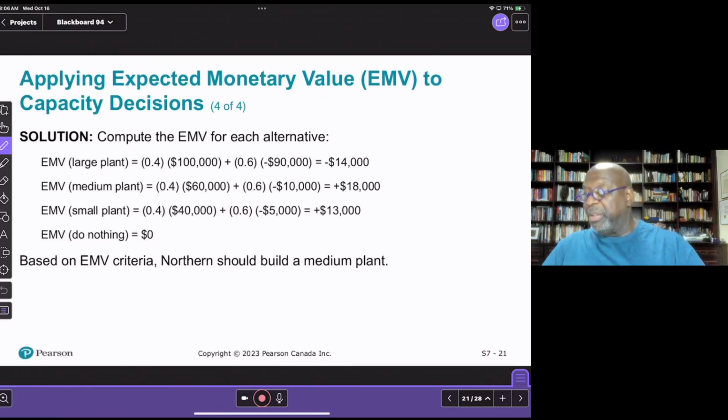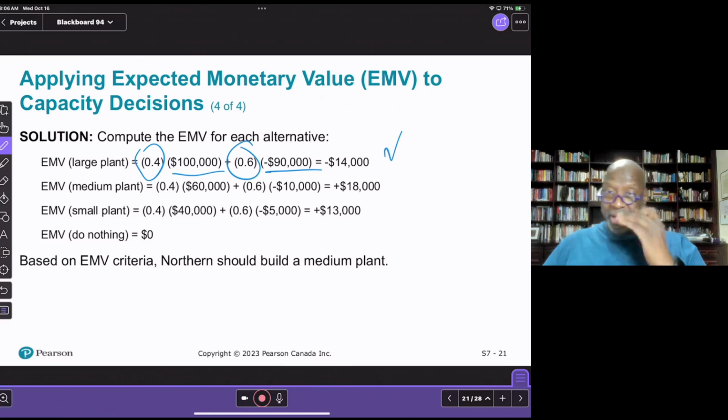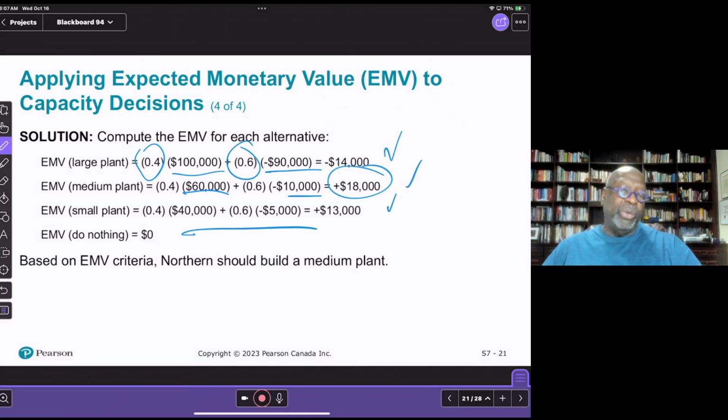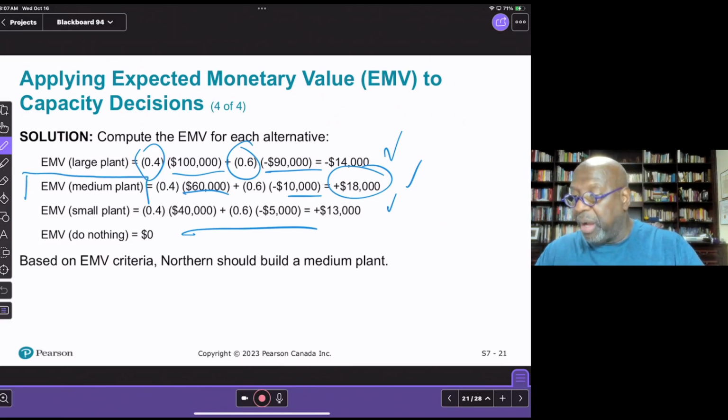And you could see here for each of these situations, for the large plant, 0.4 times 100,000 and 0.6 times minus 90,000 gives us a loss of 14,000. So you definitely don't want to go for a large plant. Nobody wants that. That doesn't make any sense. However, if you go medium, 60,000 in a positive market and then a loss of 10,000, that gives you a net value of 18,000. And then the small plant gives you a net expected monetary value of 13,000. So according to this, it makes sense to go with our medium plant. All right. So that's the decision.